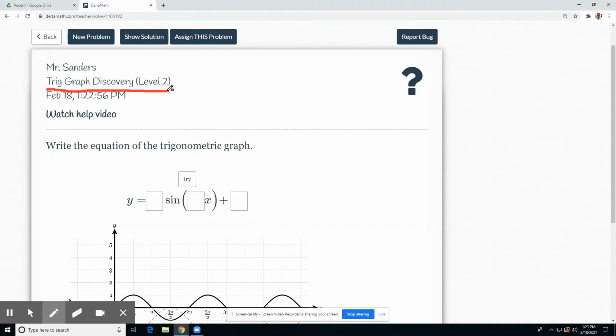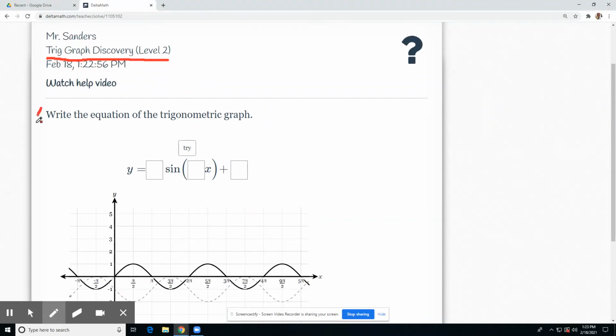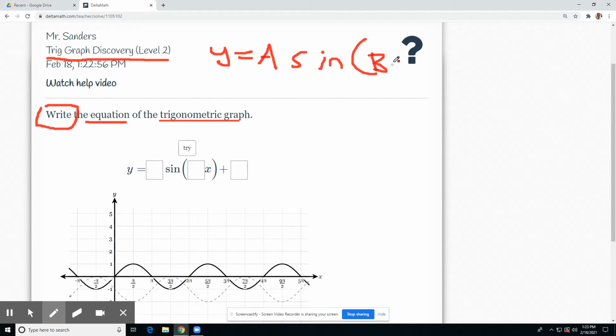Trig graph discovery level 2. Write the equation of the trigonometric graph. So our foundation is y equals a sine of b x plus d, plus c. This is a sine graph. Where a is amplitude, b affects period, d is our phase shift to the left or right on the x, and c is our midline.